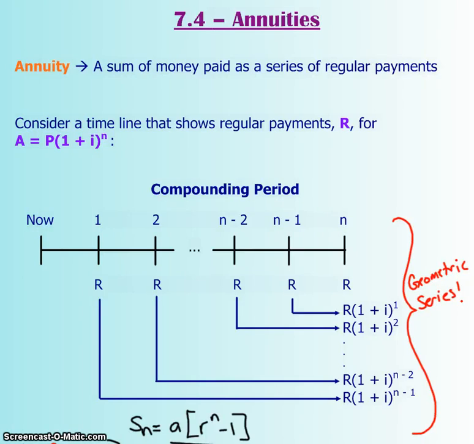7.4 goes into annuities. An annuity is a sum of money paid as a series of regular payments. I think it's easier to explain through an example. Let's say I wanted to buy a car. I can't very well pay for a car right now. I don't really have the money for it, but maybe I'll have the money in the future if I just make regular payments towards it.